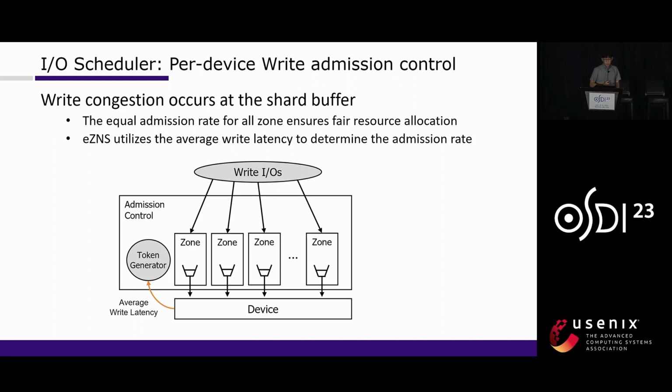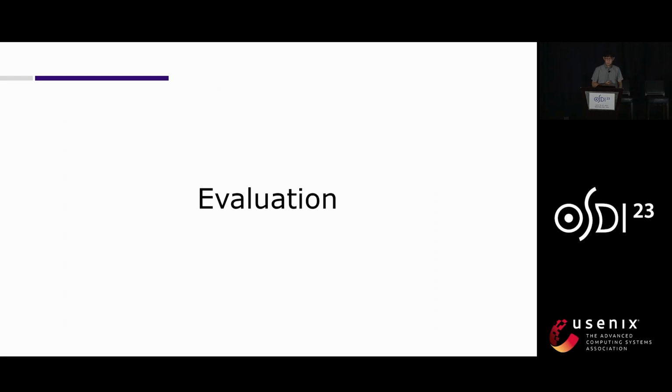Unlike read congestion, write congestion occurs at the shared write buffer. Furthermore, busy writers occupy more buffer space and exhibit lower latency. To address this issue, we implement device-level write admission control in eZNS. In a congested scenario, fairness is achieved when the write latency is equal for all zones, as it represents the waiting time for available buffer space. By using the average latency as the token generation rate, we effectively throttle the busy writer, allowing it to eventually attain a fair share of the buffer.